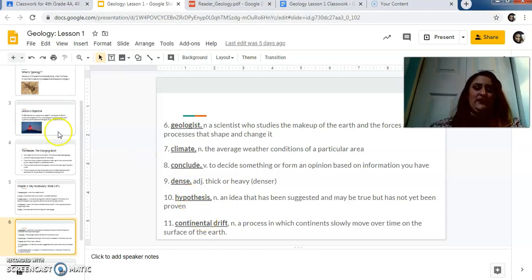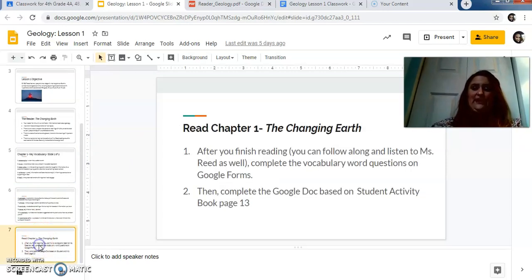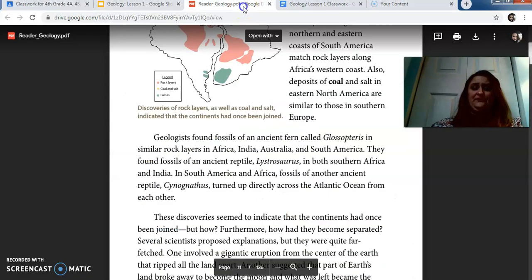So again, we'll see these later, and you will do your vocabulary quiz on them. You'll also see them when you do your reading. So your next step is to open the reader to chapter 1, Earth's Changing Surface. When you go to Google Classroom, it'll look like this. It says Reader Geology PDF. As you read it, this is what it looks like after you get through it.